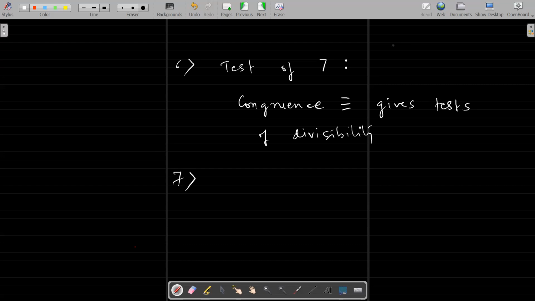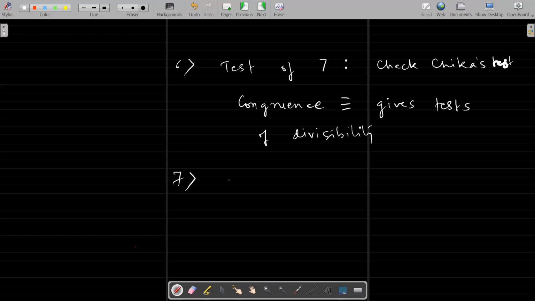Anyway, can I give the test of divisibility of 8? Yeah, just a minute. You can all check this test on the internet later, not now.